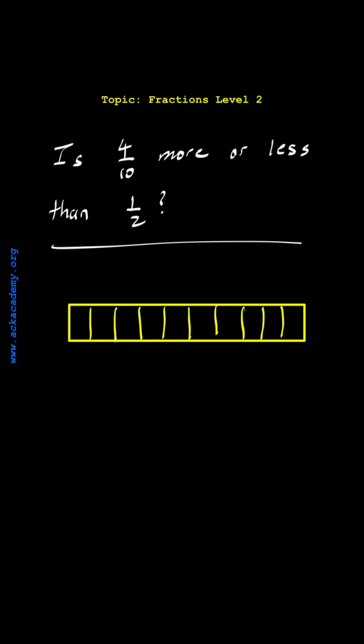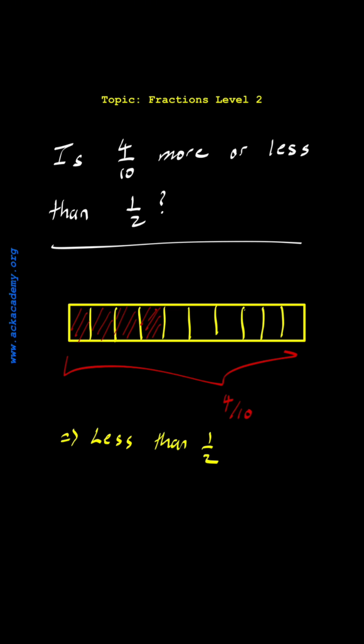We know that 1/2 is going to be half of this guy, right? So half of this. But before we get there, let's show what is 4 over 10. 4 over 10 would be this guy. 1, 2, 3, 4. Okay, that's 4 over 10. Is that more or less than 1/2? Well, this would be less than 1/2. Why is that?